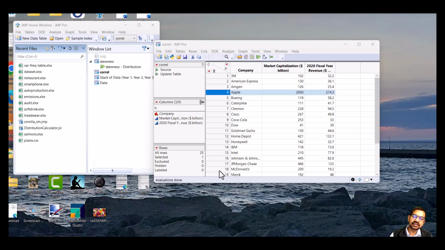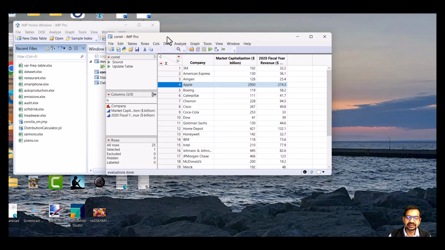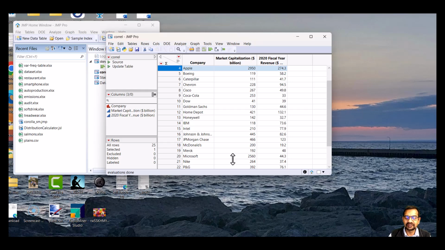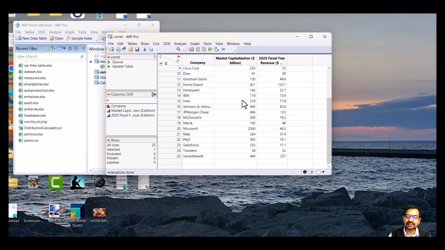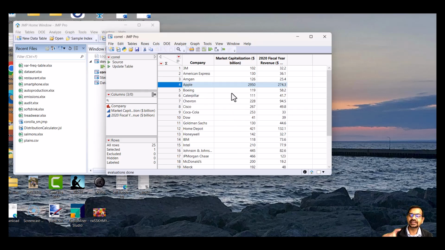Now let's see how we can use JMP to obtain these measures of variability that we had discussed. So here we have a data set on market cap of a sample of companies, as well as their revenue in 2020, and the data is in billions of dollars. We see that we have Apple and Microsoft, which are above $2.5 trillion, but the rest of the companies have lower market capitalization. Travelers has $38 billion. So we will see measures of variation in this data.